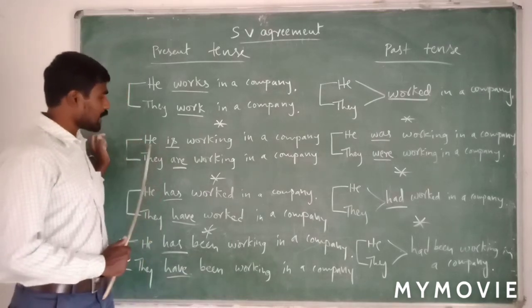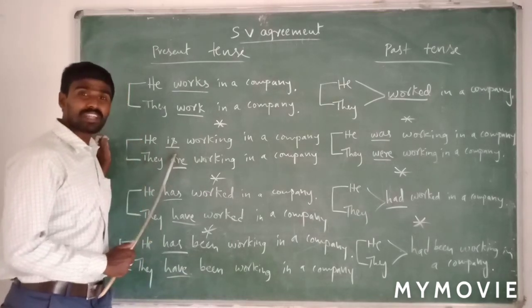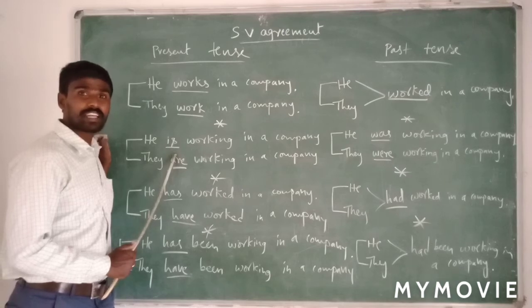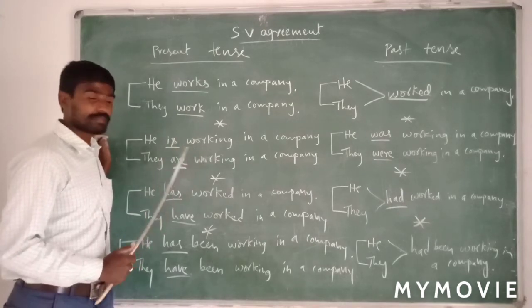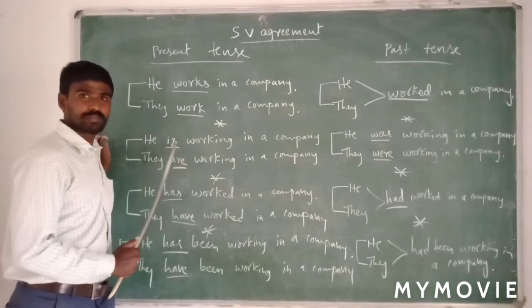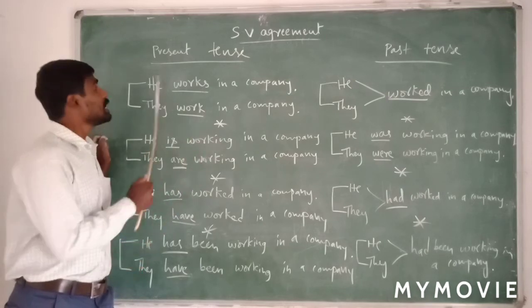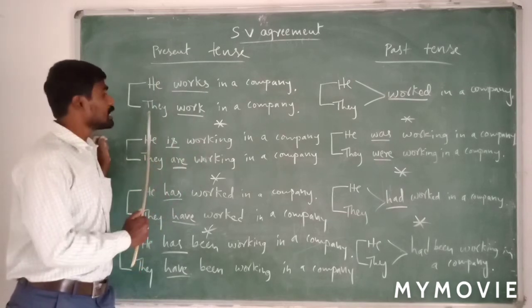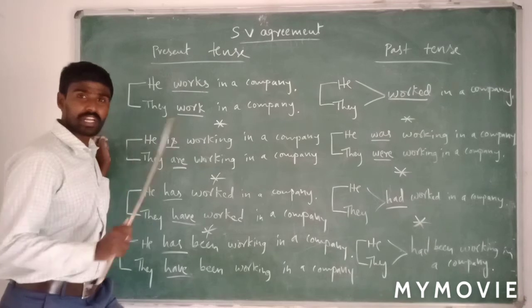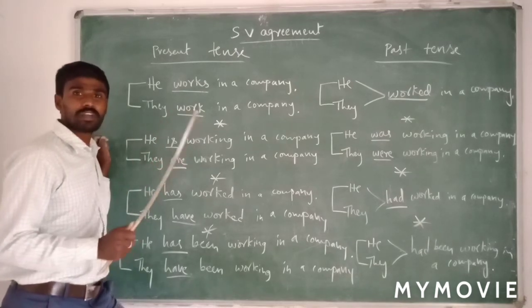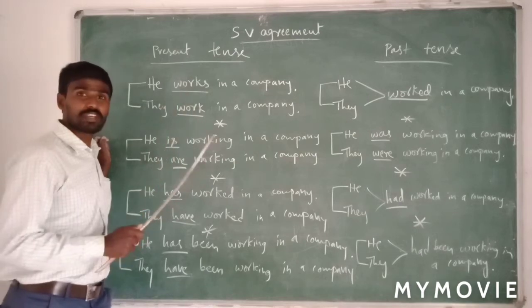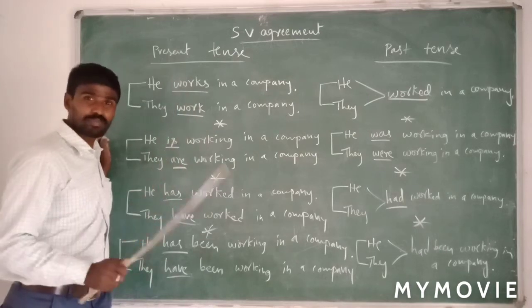But if you write "are" instead of "is", the agreement is not applied here, that is, the subject and verb do not agree. We cannot say "he are", "he work", or "they works". We cannot use such wrong, incorrect forms of the verbs.